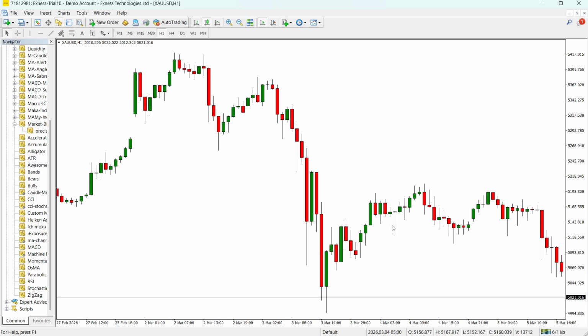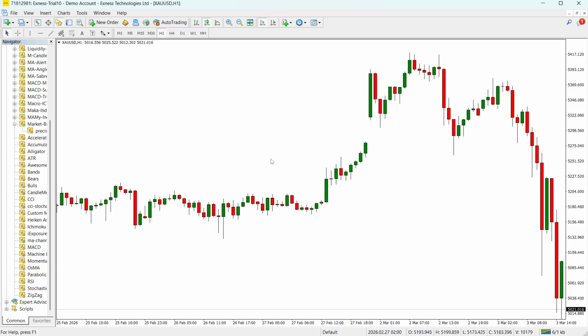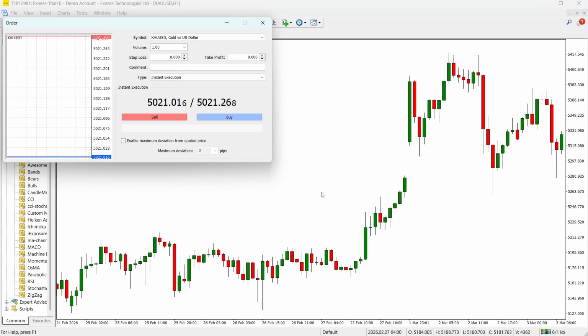Understanding how your orders are processed is an important part of working with any trading platform. With instant execution, when you place an order, the broker attempts to fill it at the exact price you see. If price moves before the order is processed, you may receive a requote asking you to accept the new price.